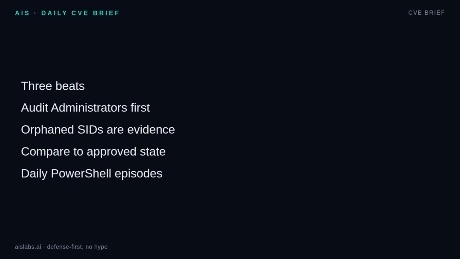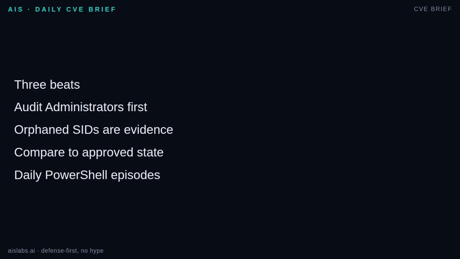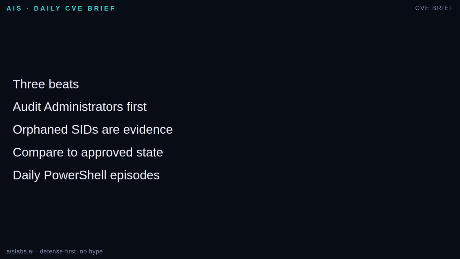3 beats to keep. First, Get-LocalGroupMember -Group Administrators is one of the highest value local audits you can run. Second, orphaned SIDs are not harmless decoration. They prove your lifecycle process missed cleanup, and cloud orphan SIDs can break the cmdlet, so know the fallback. Third, compare membership to an approved list, not memory, not vibes, not a screenshot from last year. Disable first, delete later, because SIDs do not come back.